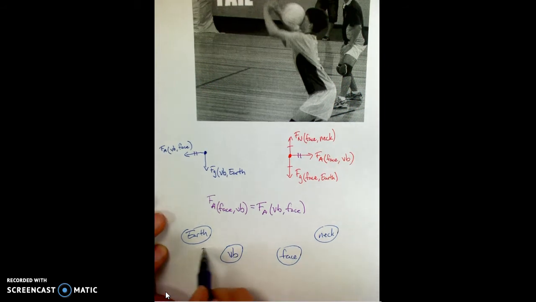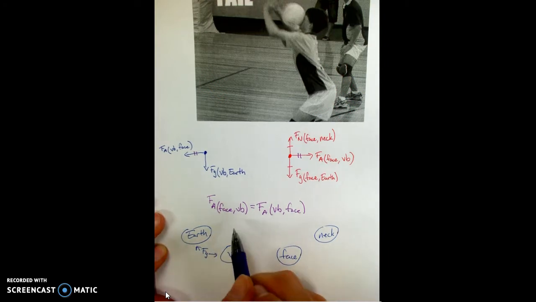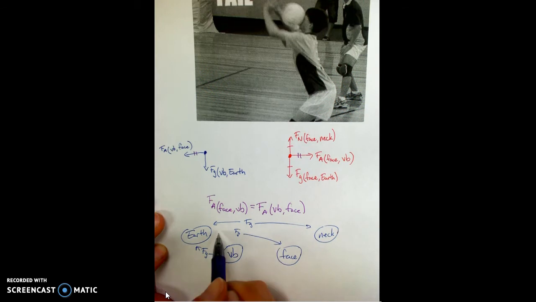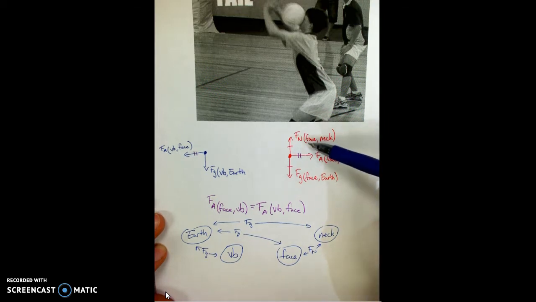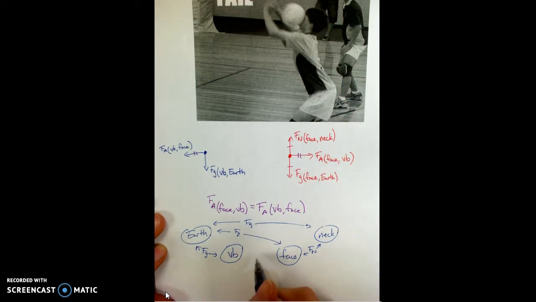So we've got the force of gravity between the volleyball and the earth, between the earth and the neck, between the earth and the face. Between the face and the neck, we have a normal force propping it up. So there must be a normal force acting on the neck from the face as well. Let's see, what else do we have? We have our normal force already done. We've got force of gravity on the face. And then we have that interaction between the volleyball and the face.